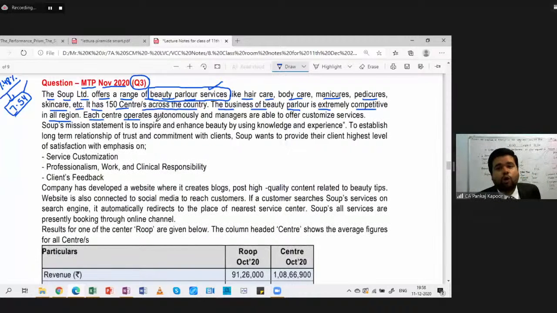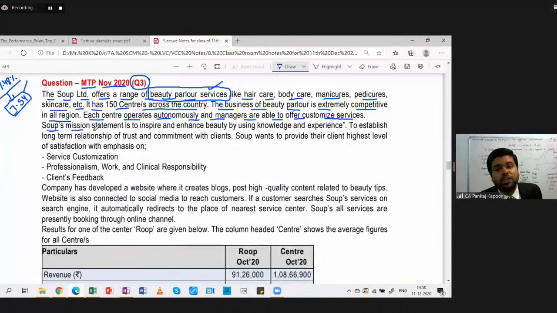Each center operates autonomously, and managers are able to offer customized services. It means each of their centers works independently as an individual division and is able to take decisions themselves.